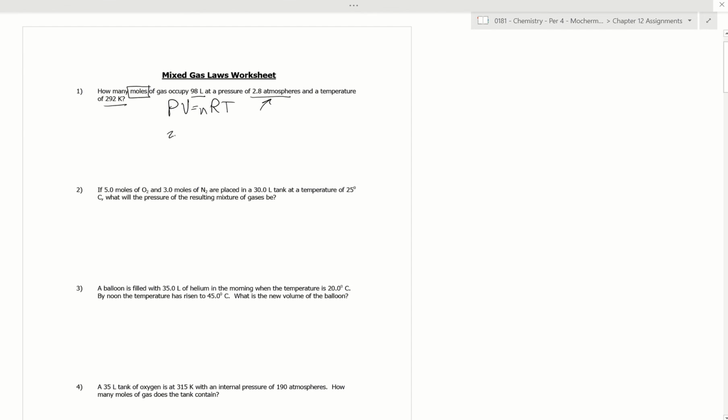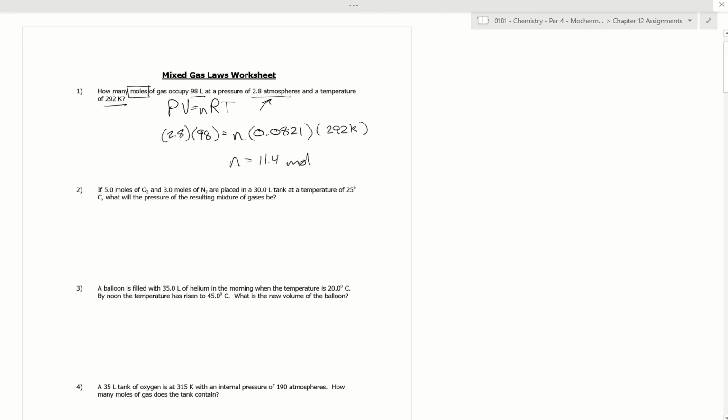So my pressure is 2.8. My volume here is 98. And that equals the number of moles, which is what I'm looking for, times 0.0821 times my temperature, which is 292 Kelvin. Now they already put my temperature in Kelvin, so I don't have to convert that. So I'm just going to take 2.8 times 98, and then divide it by the product of 0.0821 times 292, and I'm going to get that n equals 11.4 moles.